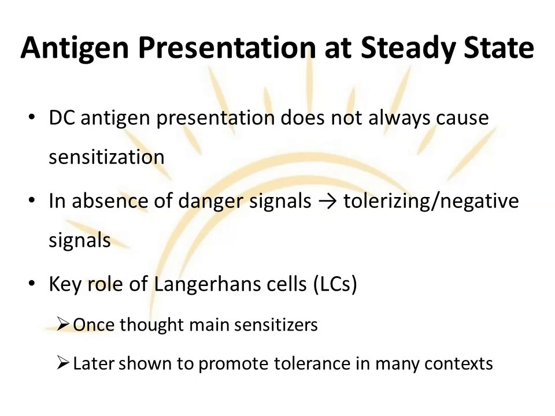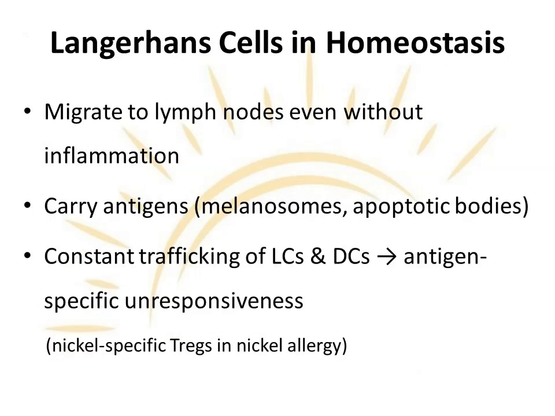Langerhans cells, LCs, play a key role in this process. They were historically thought to be the main initiators of sensitization in the skin. However, more recent research shows that LCs often promote tolerance, helping prevent inappropriate immune responses to harmless antigens. This highlights the dual role of LCs and DCs in balancing immune surveillance with prevention of autoimmunity or allergy.